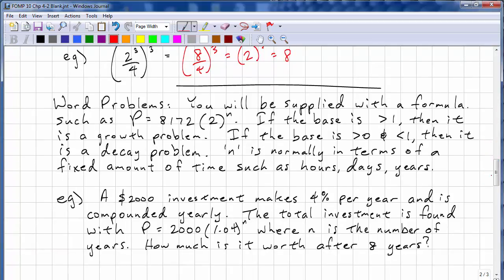Now, we're going to be doing word problems, and sometimes we'll be supplied with a formula such as P equals 8,172 times 2 to the power of n. This is the base. This is not the base. This is just a multiplier. If the base is greater than 1, then it's a growth problem. If the base is between 0 and 1, then it's a decay problem. And n is normally in terms of a fixed amount of time, such as hours, days, years.